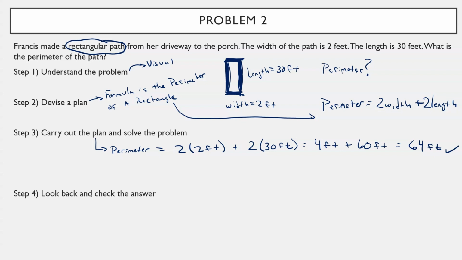Yeah, so I think we got it. So now, let's look back and check our answer. Does this make sense? We could just follow the visual. If I go 2 feet plus 30 feet is 32 feet, plus another 2 feet this way gets me 34 feet. Plus another 30 here. Got it, 64 feet. So this looks good.